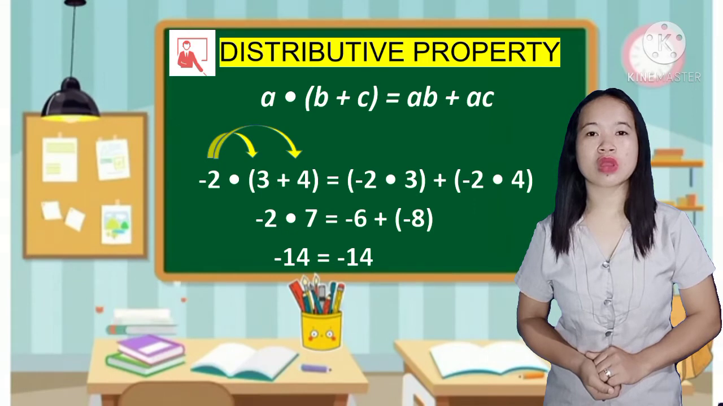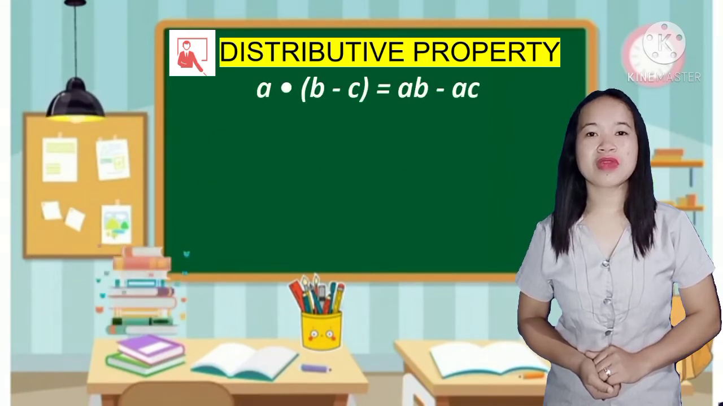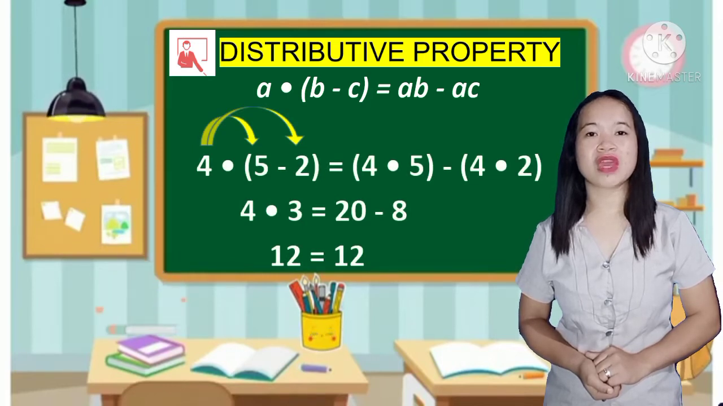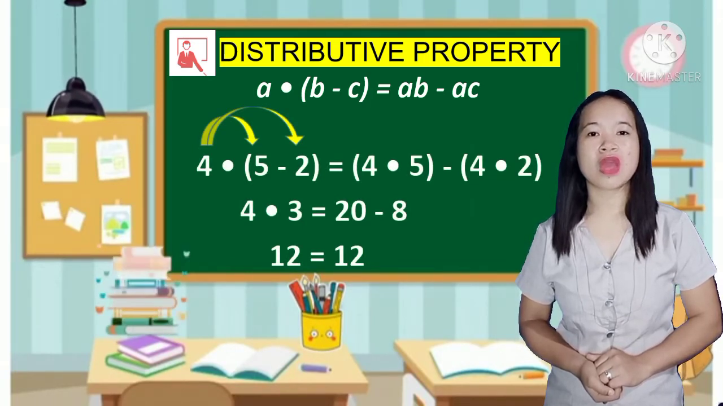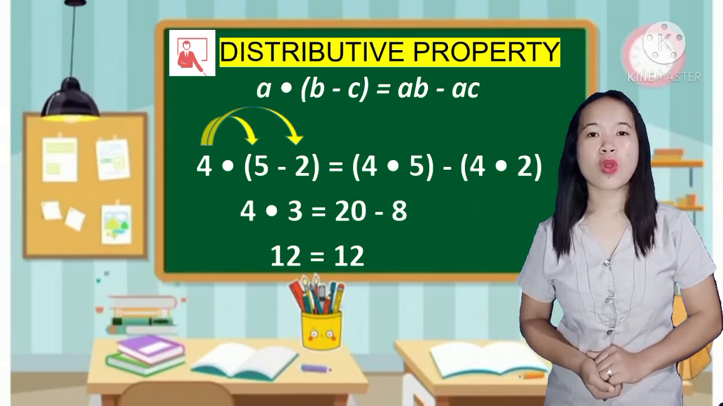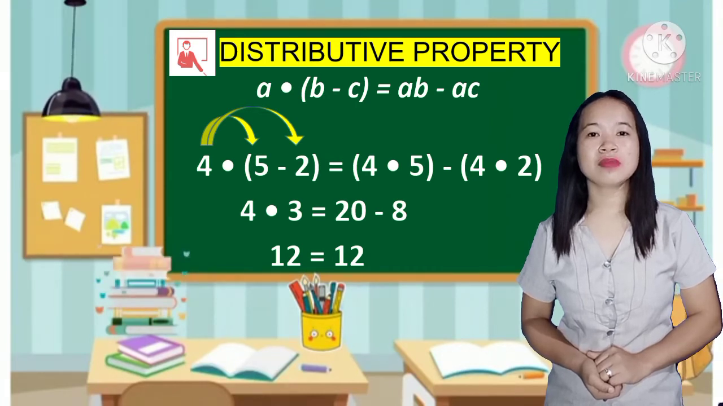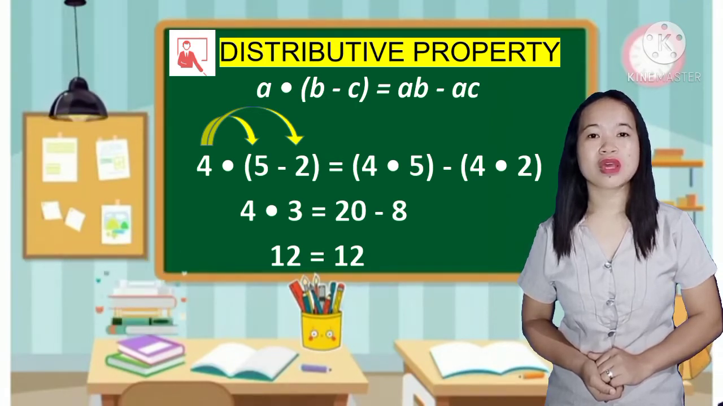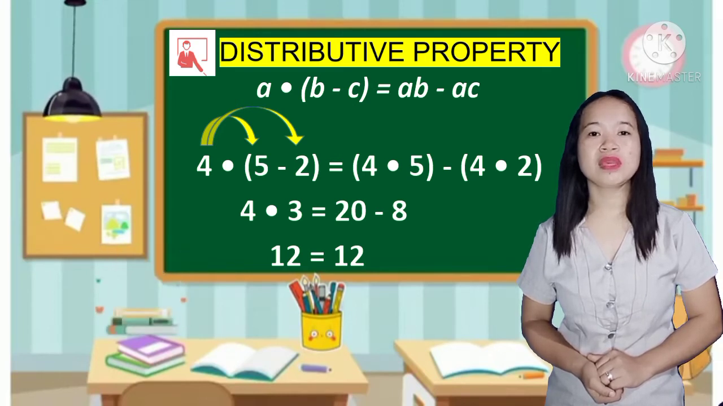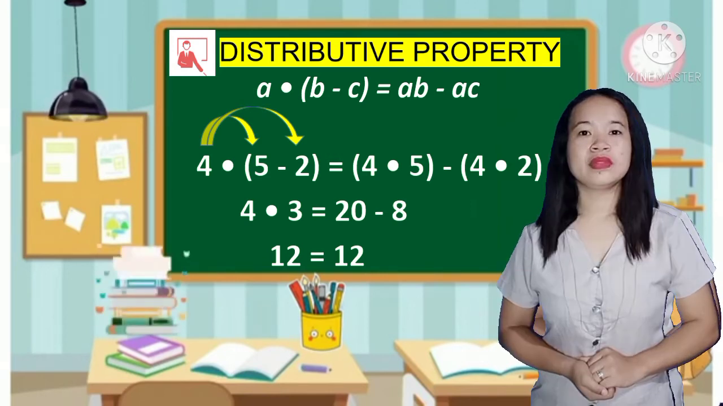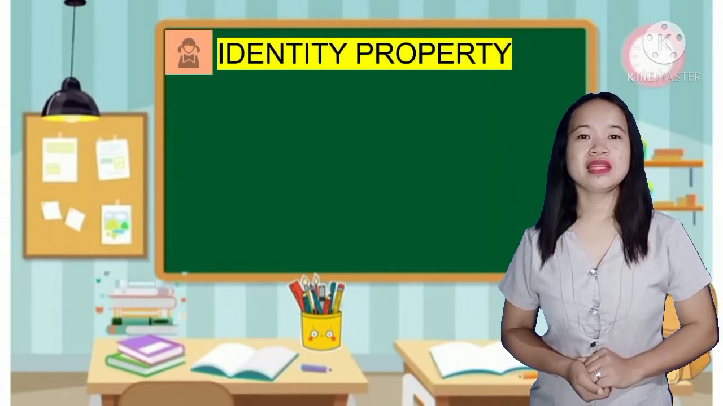Now, let's proceed to subtraction. We have A times the difference of B and C is equal to A times B minus A times C. We have 4 times the difference of 5 and 2 is equal to 4 times 5 minus 4 times 2. 4 times the difference of 5 and 2, which is equal to 3, is equal to 12. While on the other hand, 4 times 5 is equal to 20 minus 4 times 2, which is 8. We have 20 minus 8 is also equal to 12. Both of them resulted to 12, which is equal. Now let's move on to the next property, the identity property.